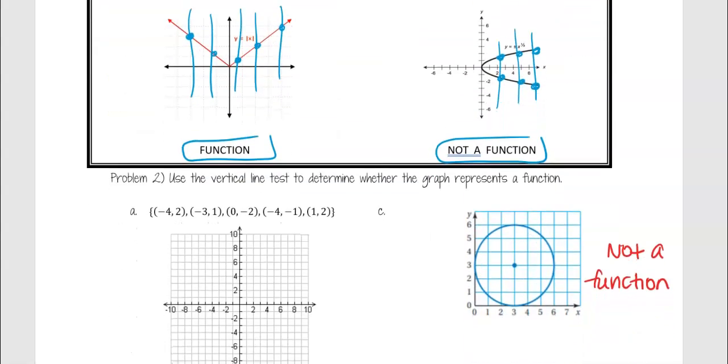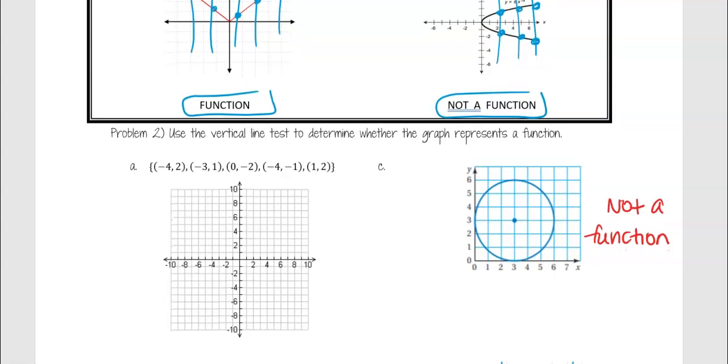Okay, let's check out some other ones. Let's plot these points to figure out if it is a function using the vertical line test. I've got (-4, 2), (-3, 1), (0, -2), (-4, -1), (1, 2).